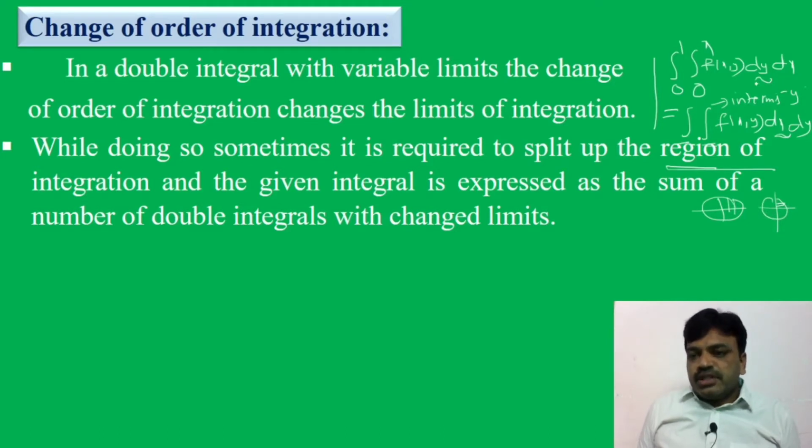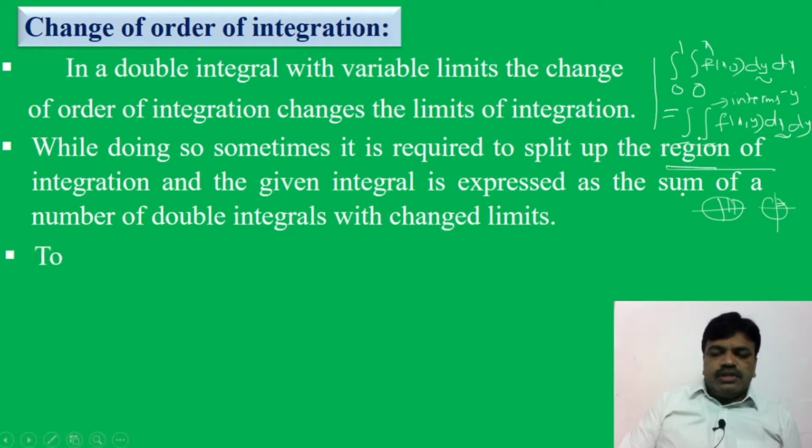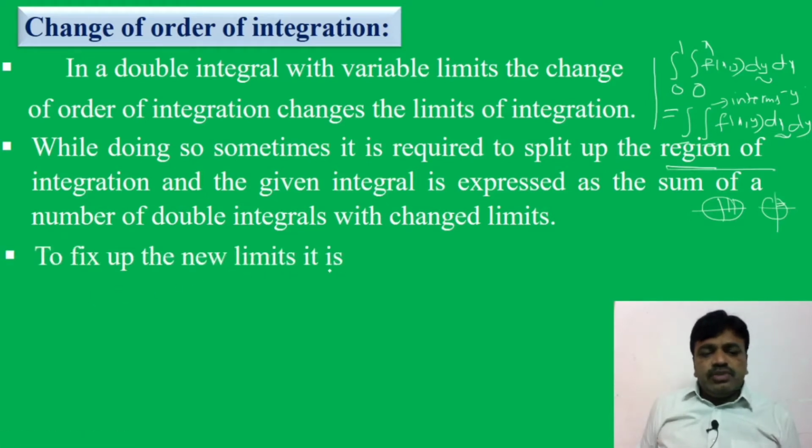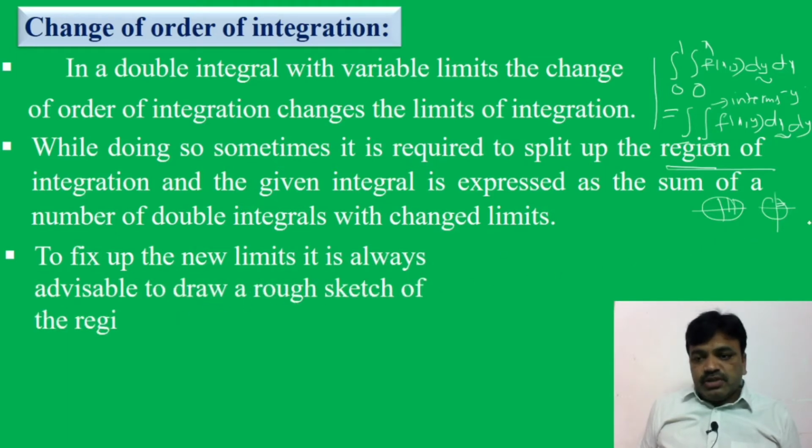Initially it is here dy means you draw a vertical strip, suppose this is the region. Then change the order of integration, then you draw a horizontal strip, friends. That is the meaning. To fix up these new limits, it is advisable to draw a rough sketch. You draw the rough sketch of the region of integration, in which region you have to integrate.